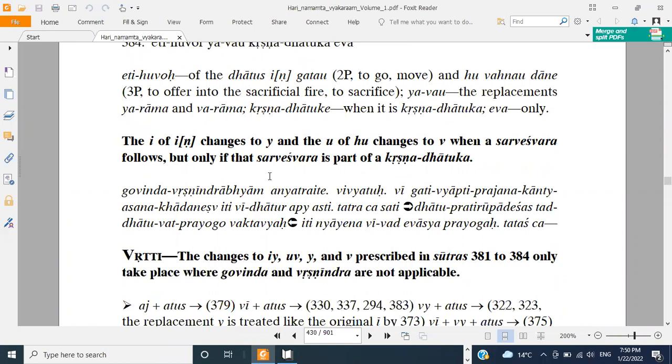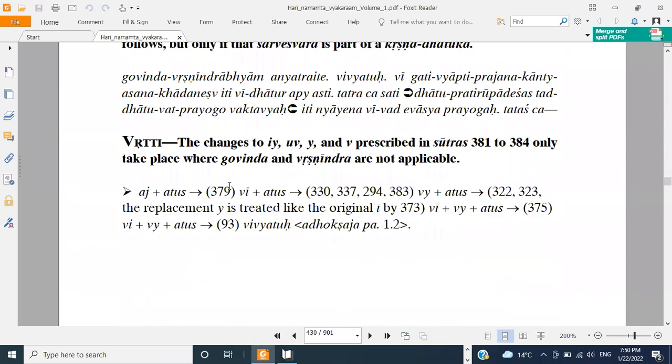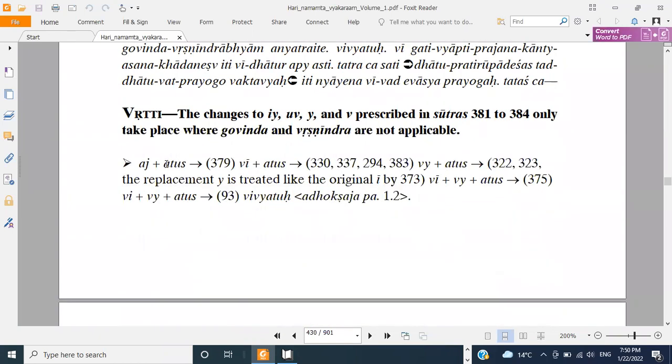So yeah. Now the usage: ajyukta atus, ajerbi ghanam vina raman dhatu ke. So we replace aj by v, and this is atus adhokshara pratyaya.